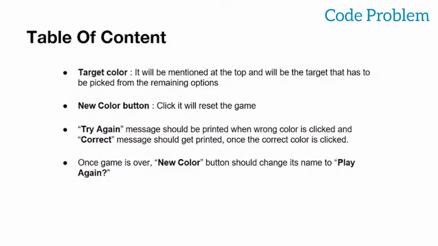Okay, then if we pick the wrong choice, there will be a try again option, and if we pick the correct one, then we will get the correct message. And if you want new colors, we can click on new color, and once we start playing the game, this new color button will be changed to play again. Okay, so this is all the table of contents that we are going to build.